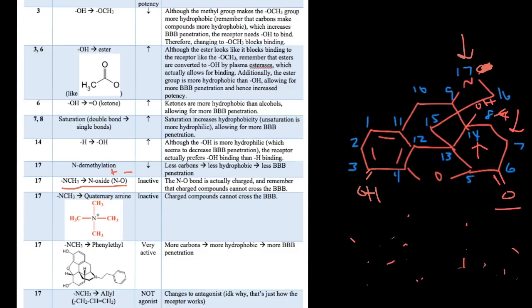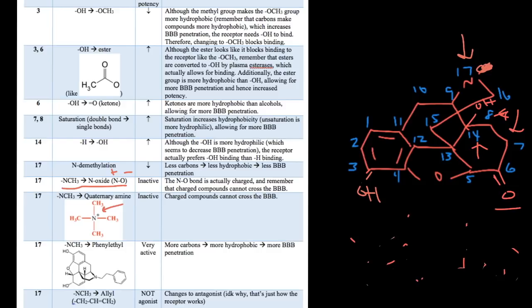At the 17th position, if you have a quaternary amine, so an amine with 4 methyls attached to it, you're going to end up with a positive charge here. Right there, there's your positive charge. Remember, charged compounds cannot cross the blood-brain barrier, therefore it's inactive.